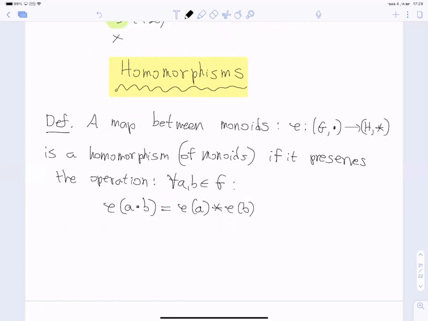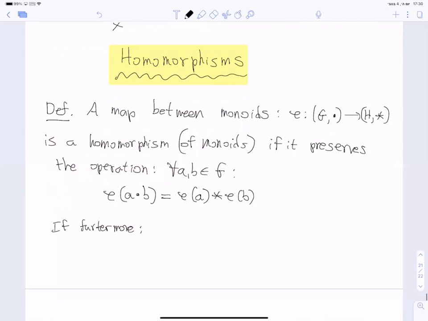Now, if furthermore, after being a homomorphism, phi is injective, then phi is what we call a monomorphism.